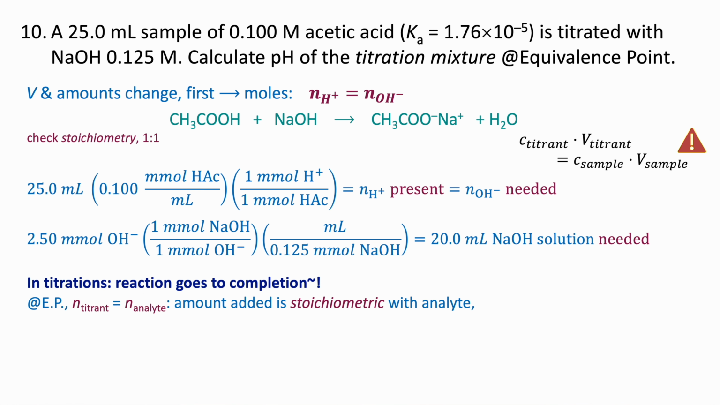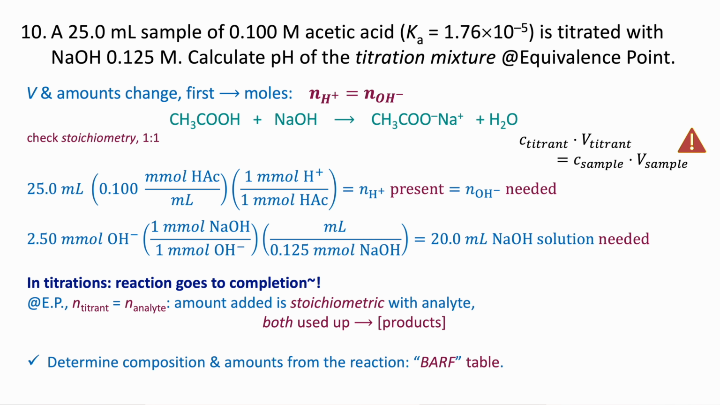In titration, the reaction always goes to completion. At the equivalence point, the number of moles of the titrant equals the moles of the analyte. Because they're in stoichiometric amounts, both of them are going to get used up. You don't have any more sample, you don't have any more titrant, they all got consumed. The only thing that you have left is the products. In this case, you have to determine the composition and the amounts from the reaction, and we're going to be using the BARF table for that.